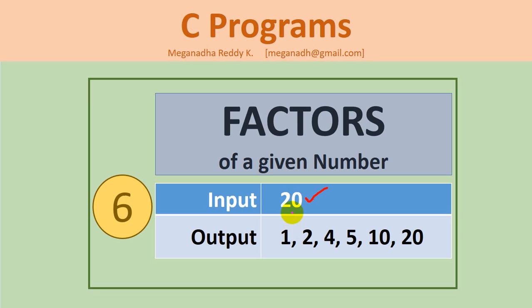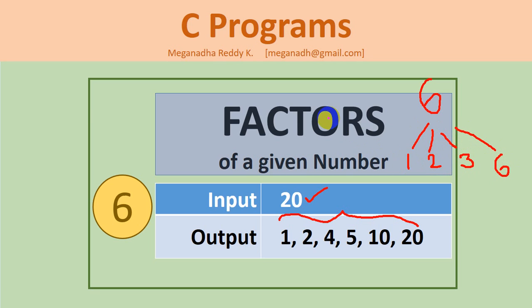So 1 divides 20, 2 tens are 20, 4 fives are 20, 5 fours are 20, 10 twos are 20, and 20 ones are 20. So 20 is divisible by all these numbers, so we want to print factors of a given number. Let's take for example, you enter number 6. The factors are 1, and 2 also divides 6, and 3 divides 6, and 6 also divides 6.